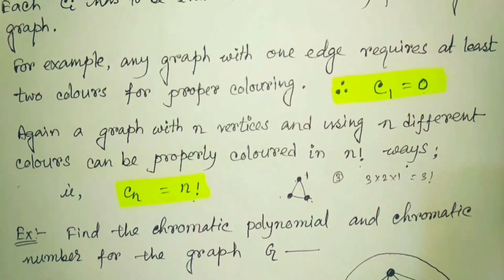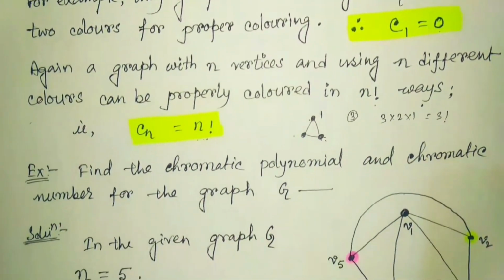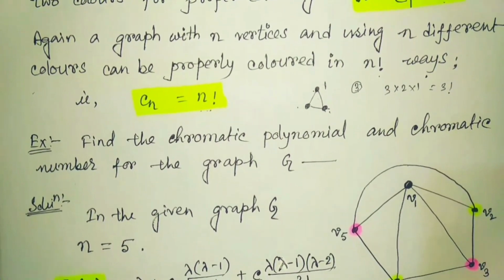So if the maximum number of colors are taken, maximum color means the number of vertices and the number of colors are the same, that is the maximum number of colors which we can consider. So for the maximum number of colors, it should be n factorial always. So how to find out this chromatic polynomial, that we will explain with an example.